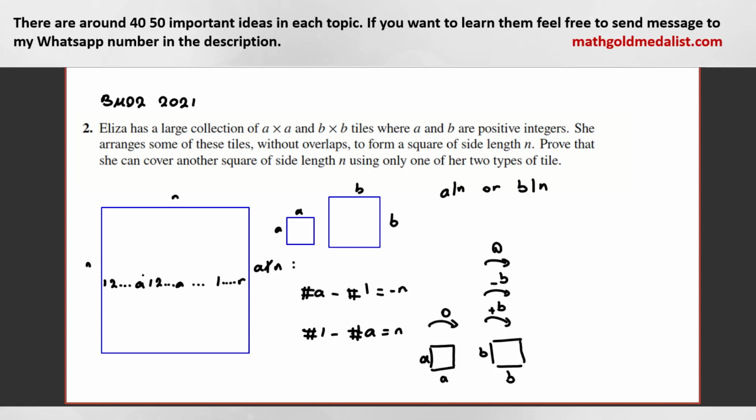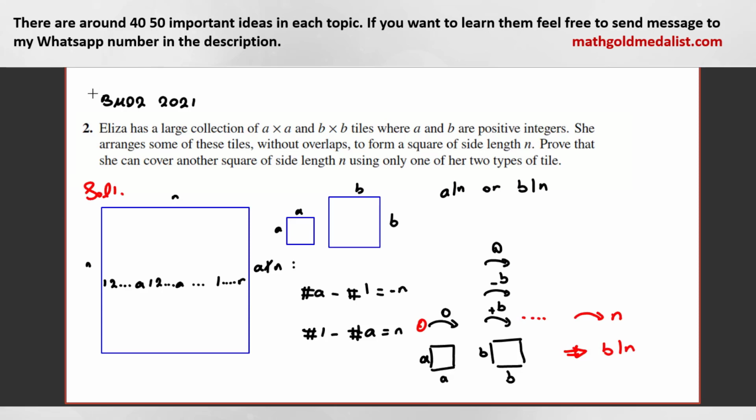Okay, so we have in each step 0 or plus or minus B. And we want to reach from 0 to N, right? At the end, we should reach N. So we can conclude what is a multiple of what? N is a multiple of B, or B divides N. So we proved this problem, right?